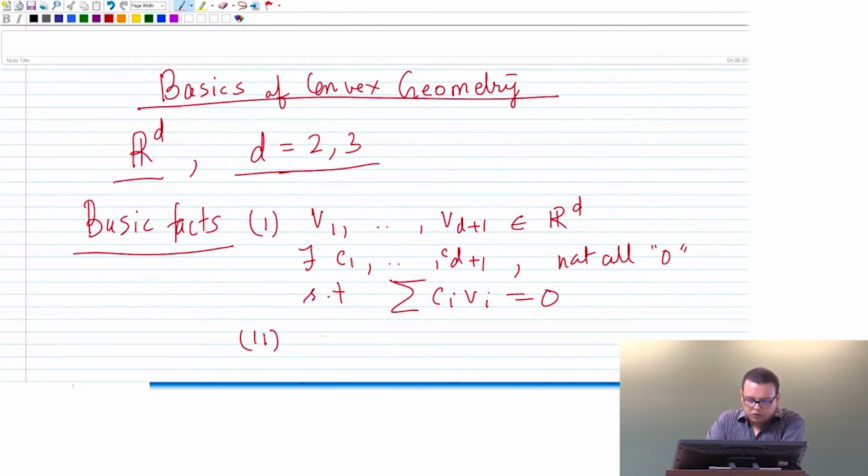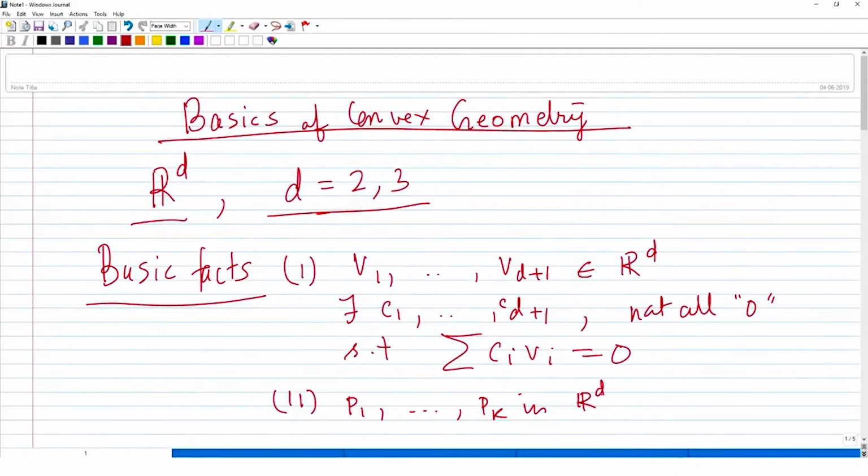Okay, so let me give you, let's say, k points. So let me use p for points in this lecture. So k points in R^d. Okay, k greater than or equal to d plus 2. If you have k points where k is greater than or equal to d plus 2, okay, what will be the dimension of this plane or dimension of the space containing these k points?